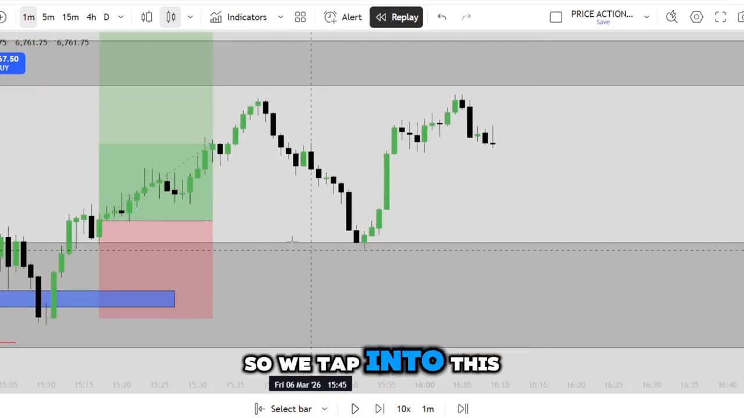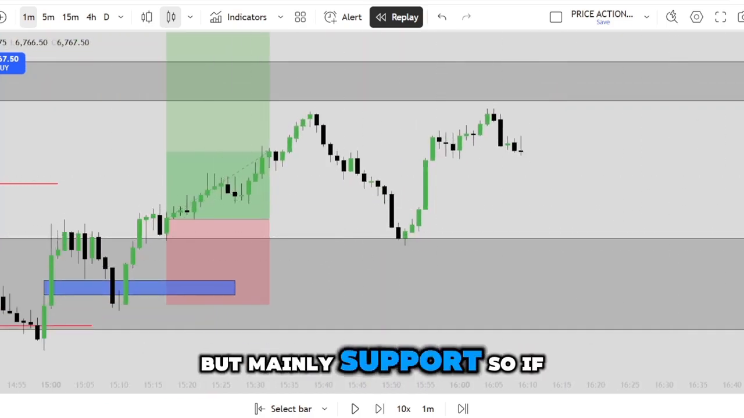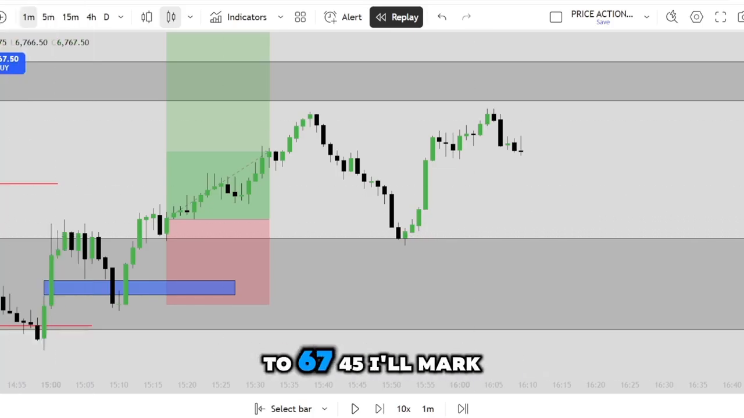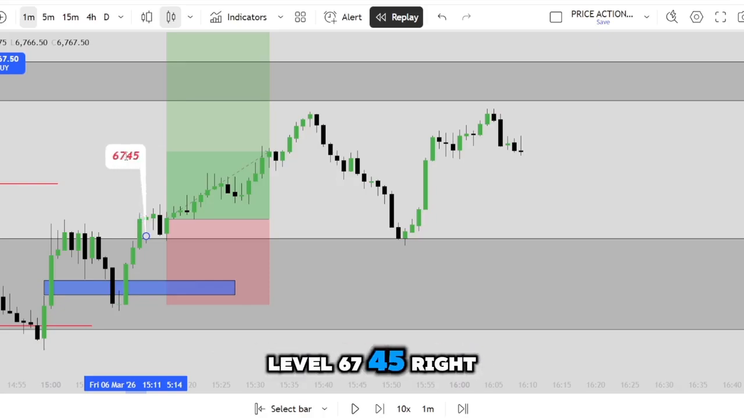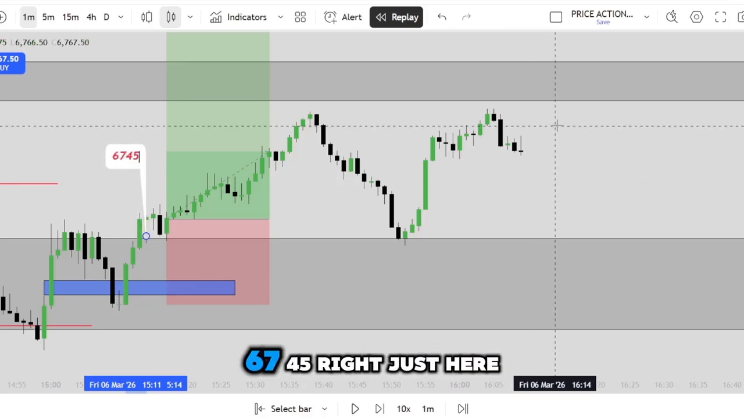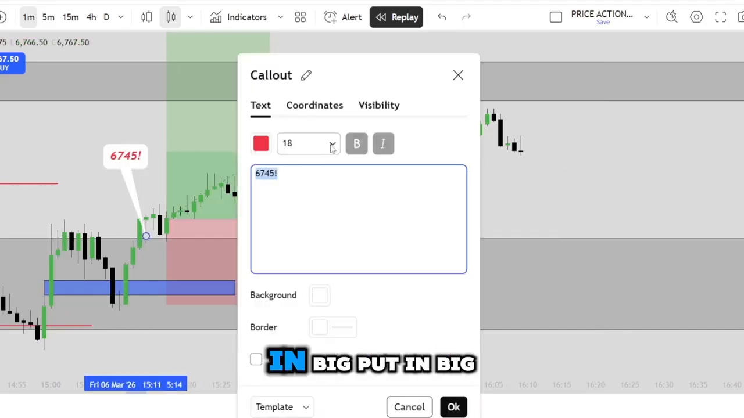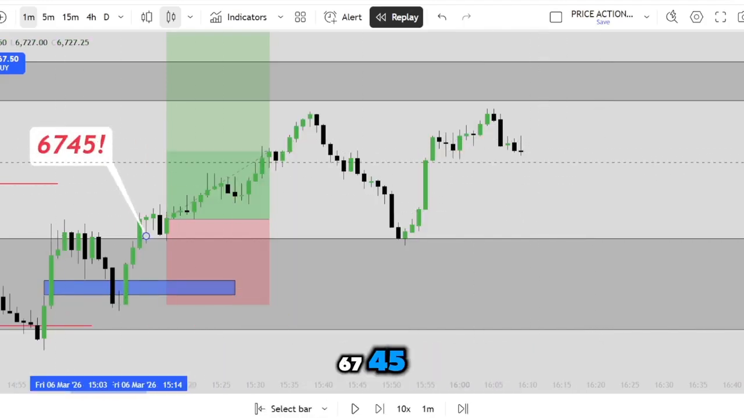So we tap into this area. This is going to be a lesson on support and resistance, I guess, but mainly support. If you're an ES trader, I want you to go to 67.45. I'll mark this up on your charts. Go and backtest this level, 67.45, just here. In fact, I'm going to put it in big writing: 67.45.